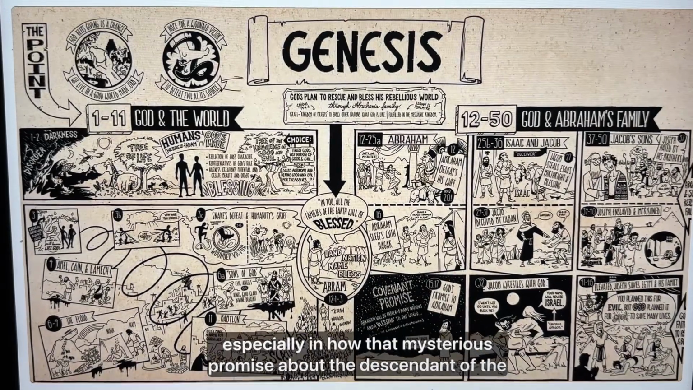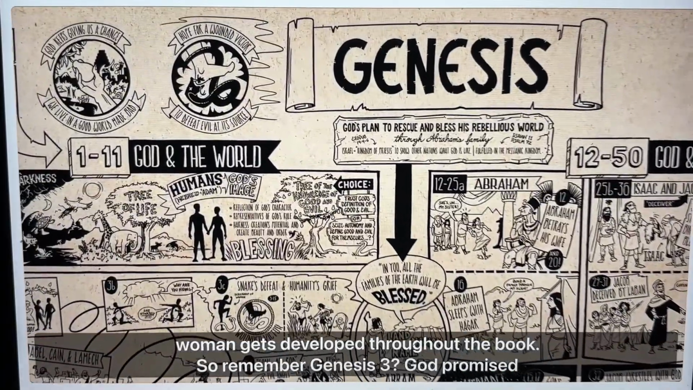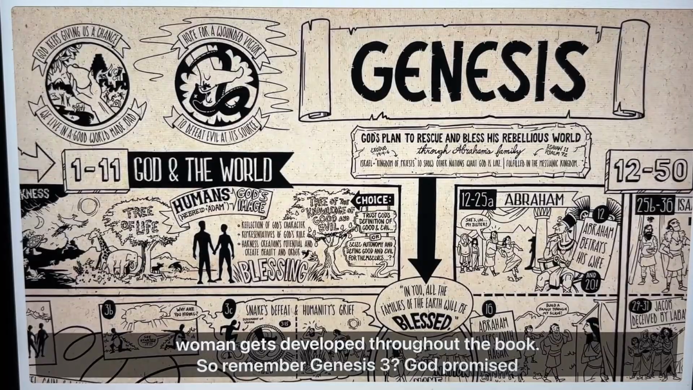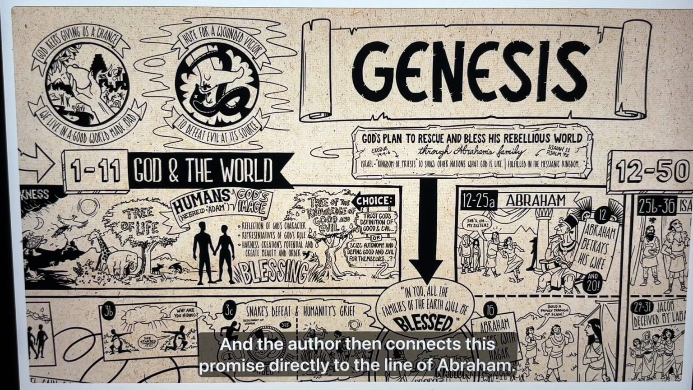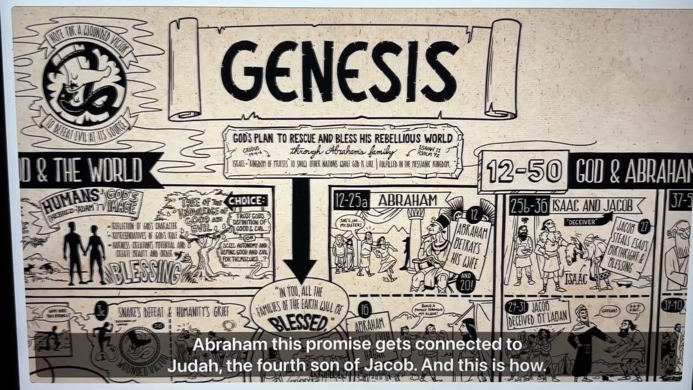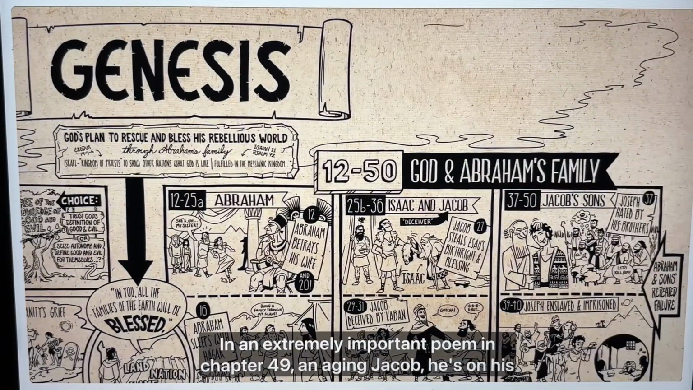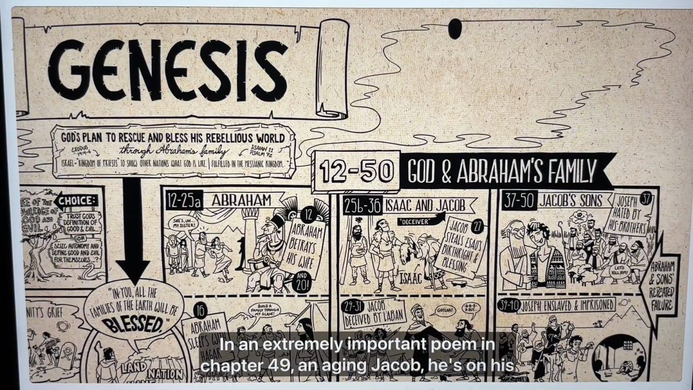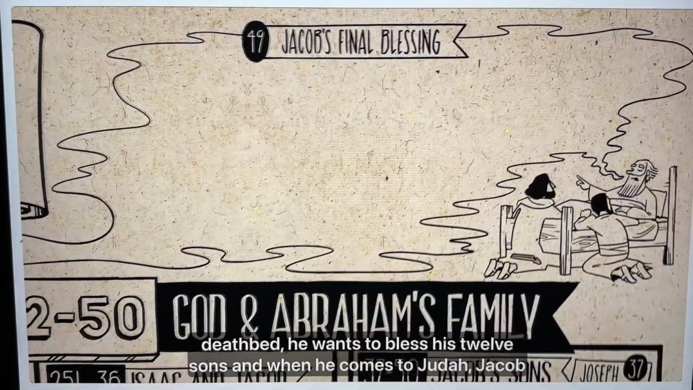You can see this especially in how that mysterious promise about the descendant of the woman gets developed throughout the book. So remember, Genesis 3, God promised that this wounded victor would come and crush the snake and defeat evil at its source. And the author then connects this promise directly to the line of Abraham. This is a part of how God's going to bring his blessing to the nations. Now, from Abraham, this promise gets connected to Judah, the 4th son of Jacob. And this is how. In an extremely important poem in chapter 49, an aging Jacob, on his deathbed, wants to bless his 12 sons.